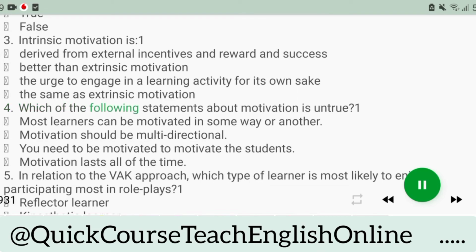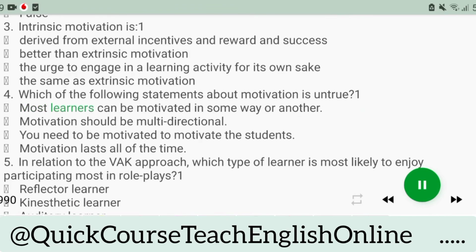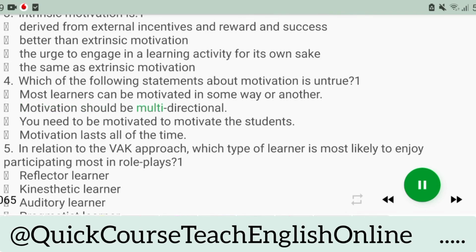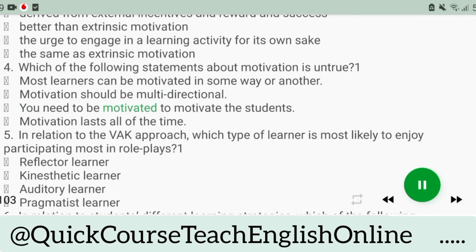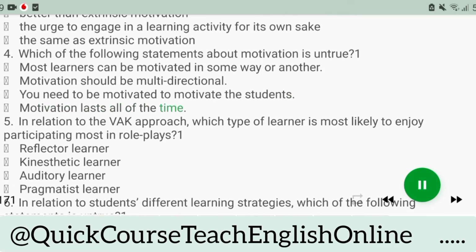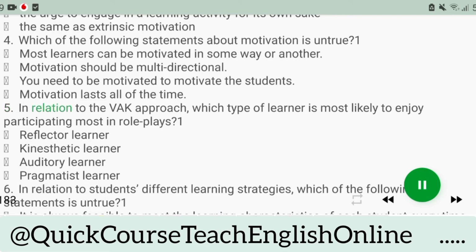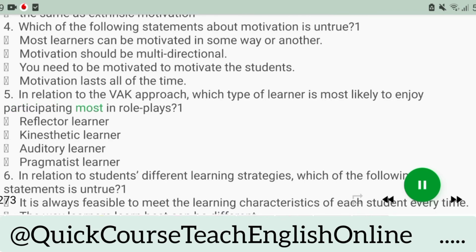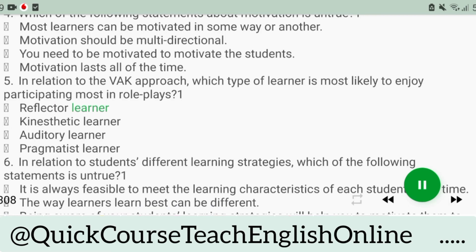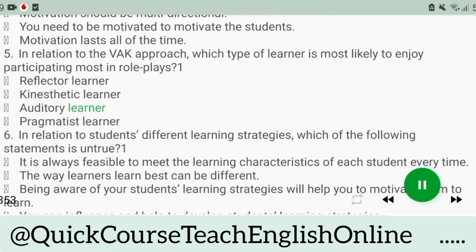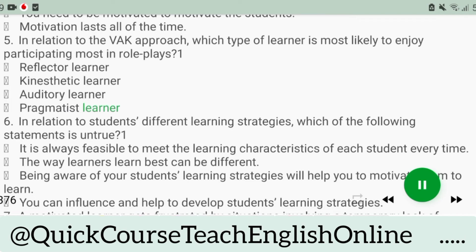4. Which of the following statements about motivation is untrue? Most learners can be motivated in some way or another. Motivation should be multidirectional. You need to be motivated to motivate the students. Motivation lasts all of the time. 5. In relation to the VAK approach, which type of learner is most likely to enjoy participating most in role plays? Reflector learner. Kinesthetic learner. Auditory learner. Pragmatist learner.